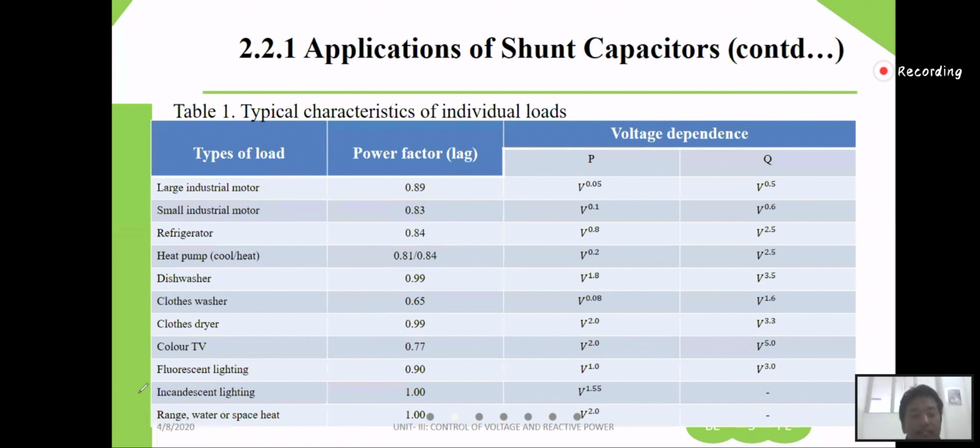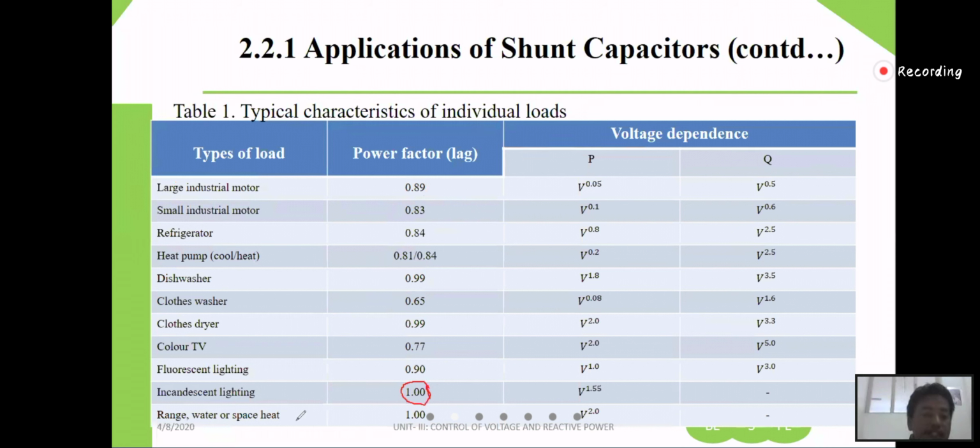Even color TV, fluorescent lamp, lighting, incandescent lighting. Okay, so normally incandescent lighting will have power factor 1. You might be knowing why it is, right? Incandescent lighting, you might be knowing this. If you have forgotten, then please try to find out from an electrical workshop why an incandescent lamp generally has a power factor of 1.